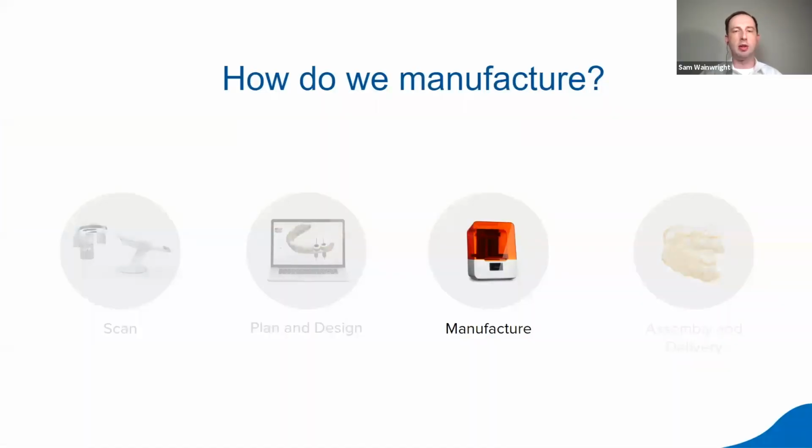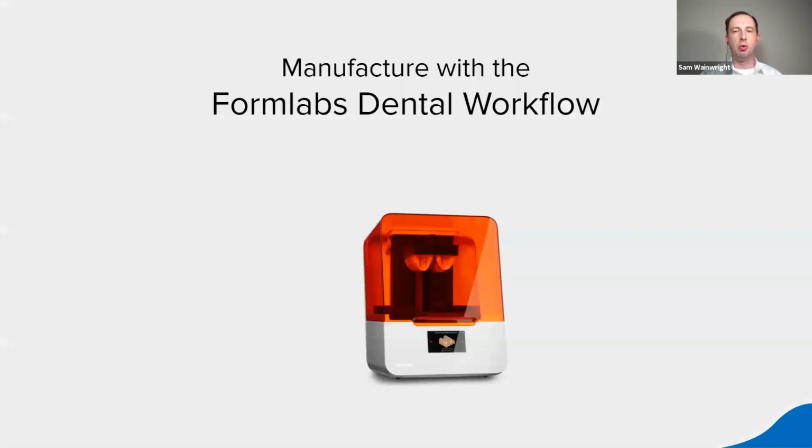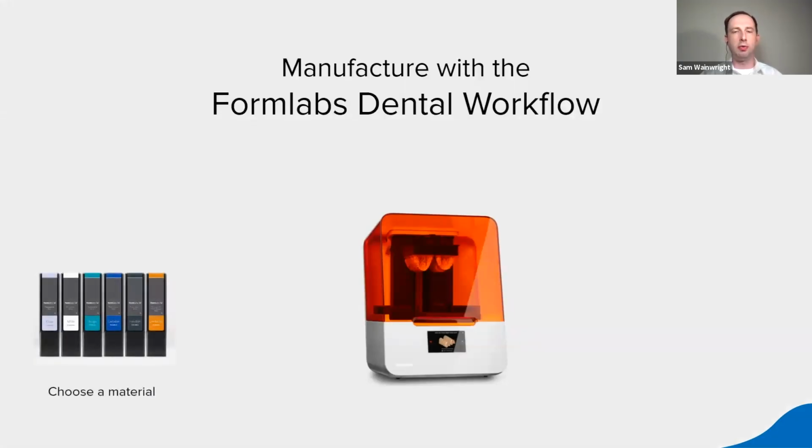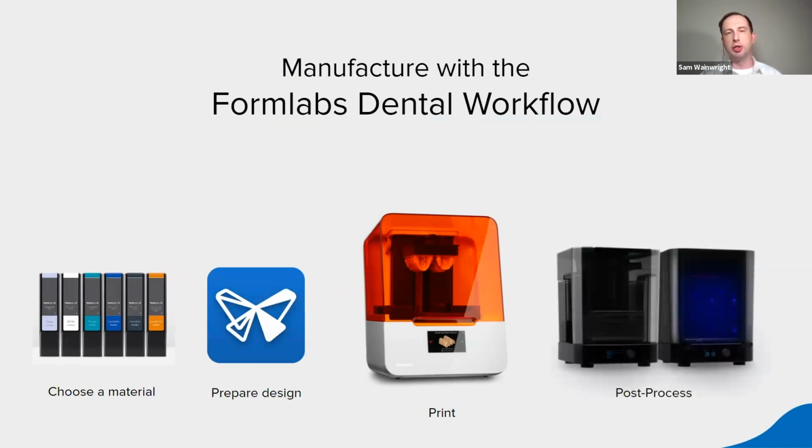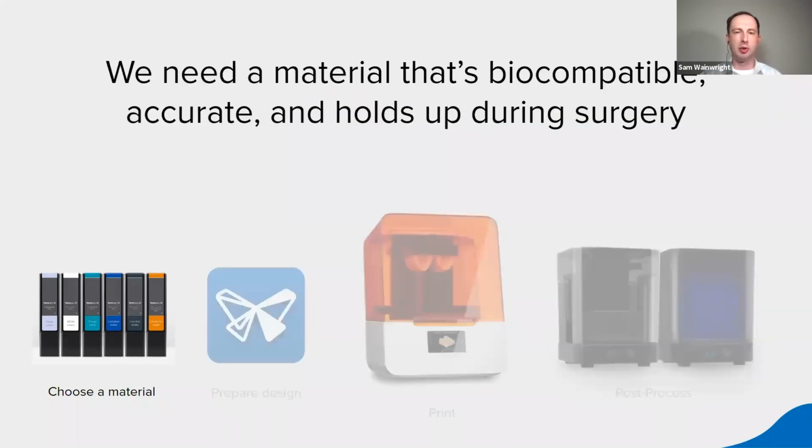Now that we have that design exported from 3Shape's Implant Studio as an STL, we are ready to manufacture it, or bring it into the printer. The workflow with the 3D printer is pretty straightforward, but you need the material. You bring the design, or the STL file, into our PreForm nesting or CAM software. You send it to the printer. Once it's printed, you then post-process.